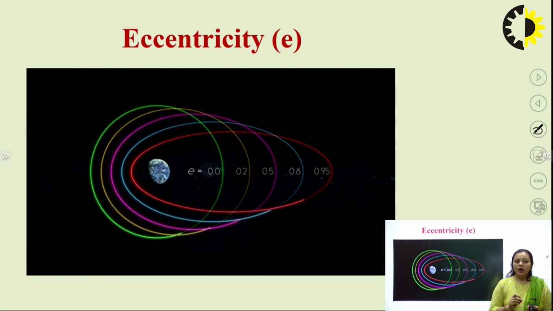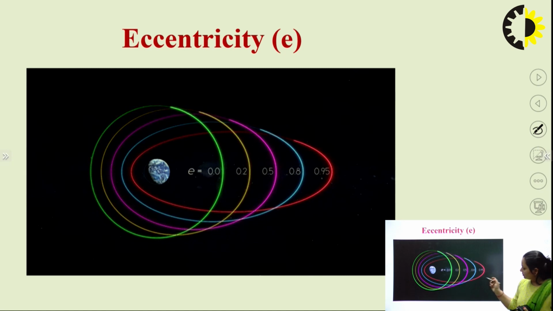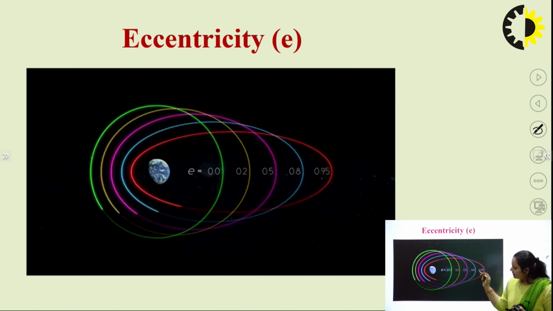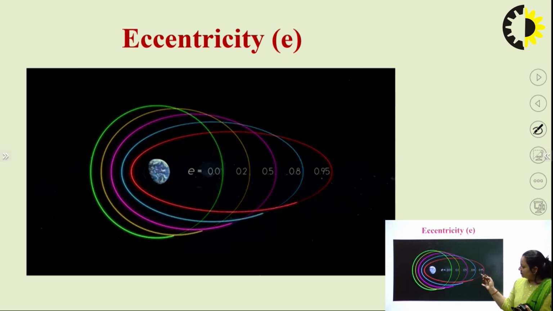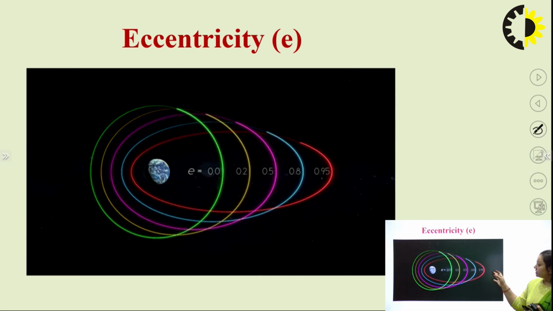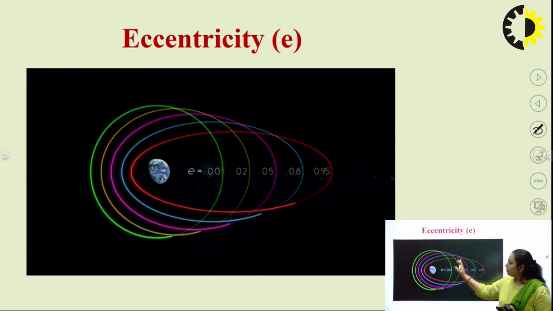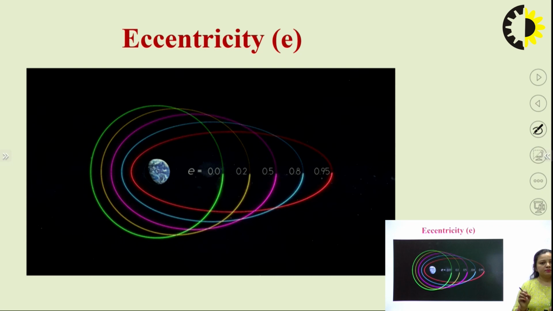Now see how the eccentricity varies with the shape of the orbit. As in the first one, the green circle, the eccentricity is 0, it is a perfect circle. And as the eccentricity approaches 1, like 0.95 for the red one, it shows that the shape of the orbit is an ellipse.